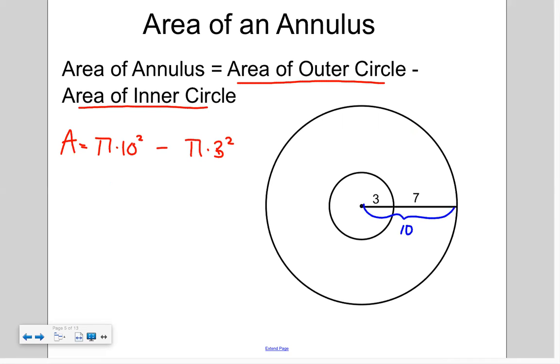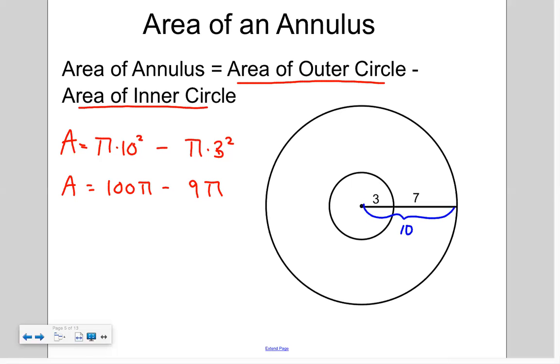Right? If we want our answer exact, then we're not going to multiply times pi. We're going to leave pi alone. So 10 squared is 100, so that'll be 100 pi. And 3 squared is 9, so minus 9 pi.